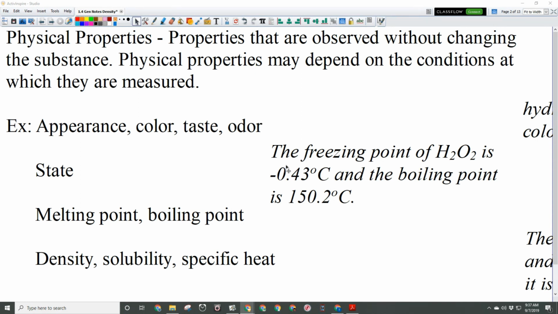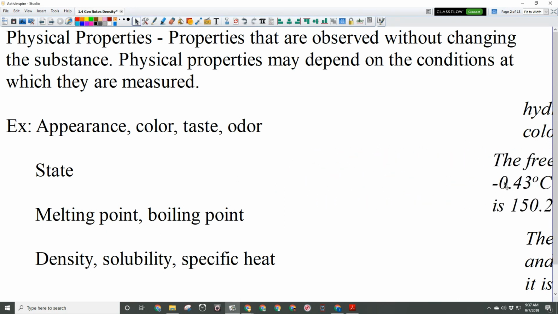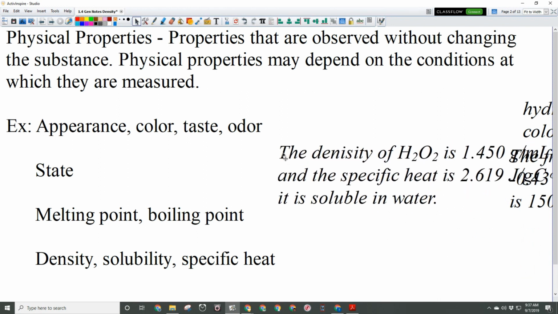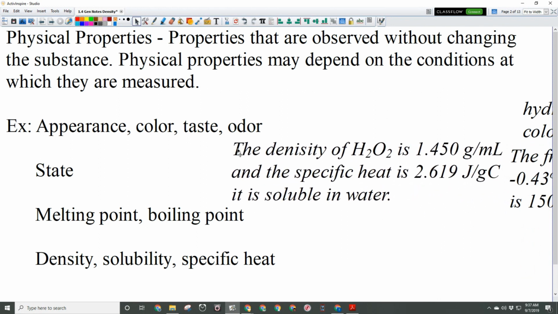All right. Anyway, the freezing point of hydrogen peroxide are these. This is talking about the melting point and the boiling point. Those are still physical properties. And then the last thing here, we're talking about the density, which is what this video is really about. Solubility or specific heat, we're going to talk about those 2 concepts later in chemistry, but another physical property is the density of hydrogen peroxide is 1.450 grams per milliliter, and the specific heat is 2.619 joules per gram degree Celsius, and it is soluble in water.